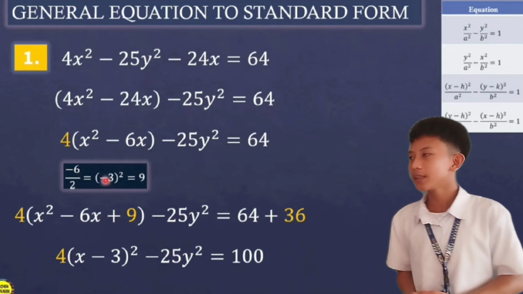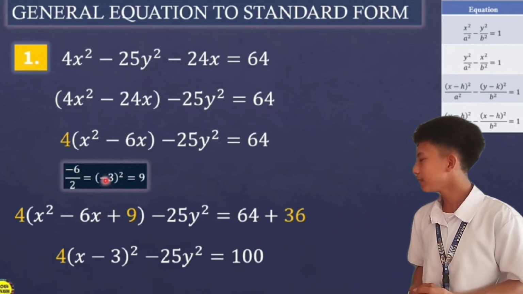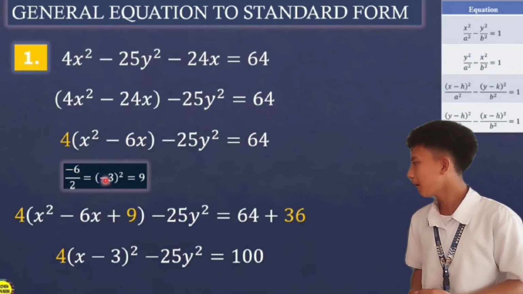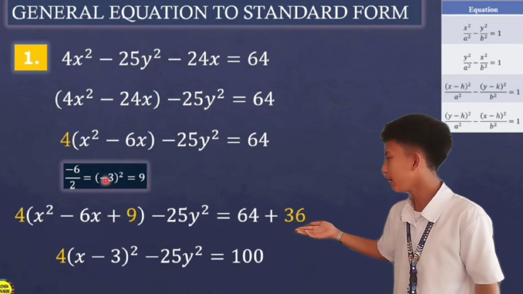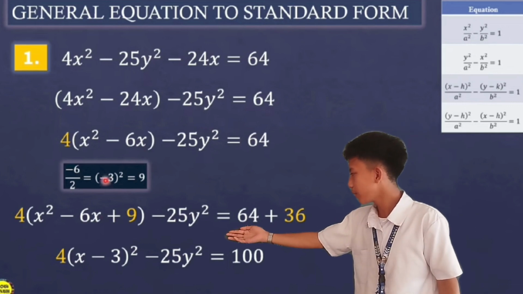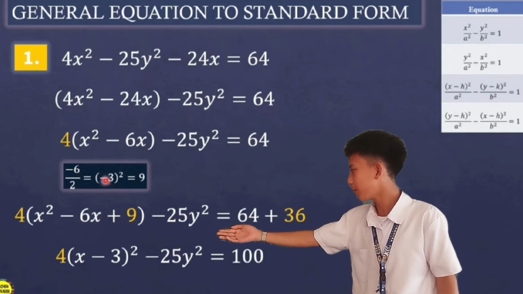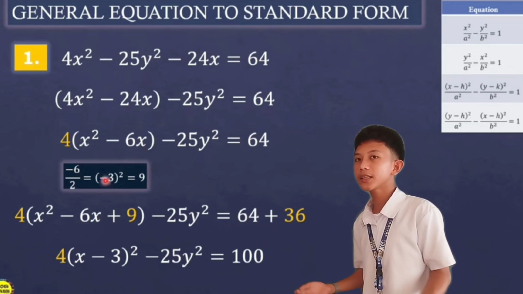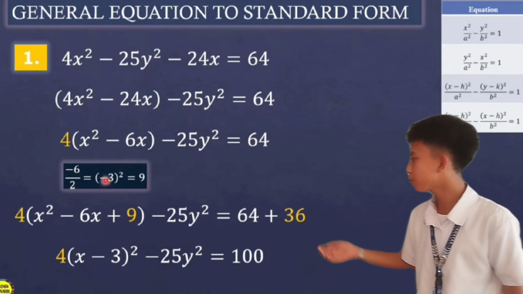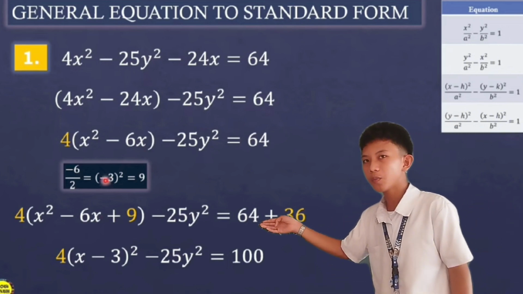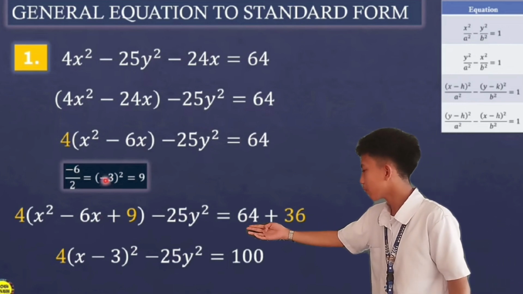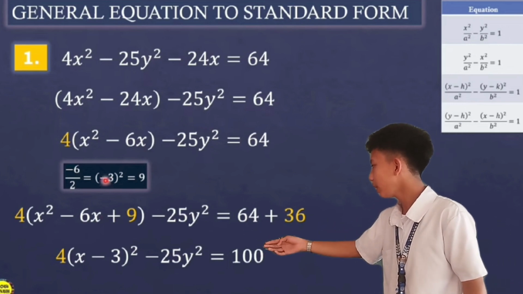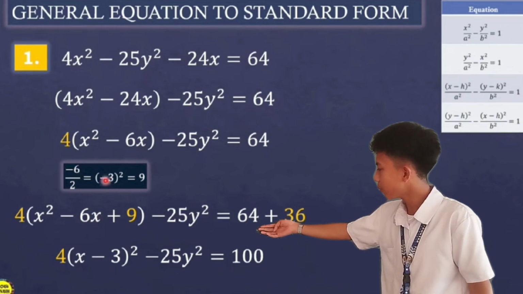And since 64 plus 36 is equal to 100, our equation will be 4 times x squared minus 6x plus 9 minus 25y squared equals 100. So the next step we're going to do is transform this equation into a binomial. By doing that, we're going to have to find the square root of 9, which is 3, and also copy the sign of this number right here.